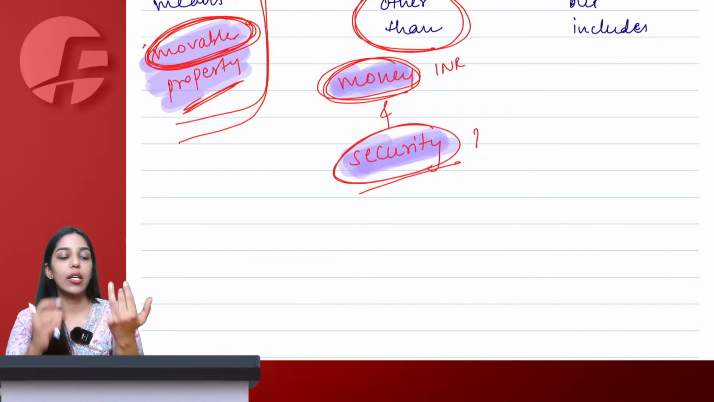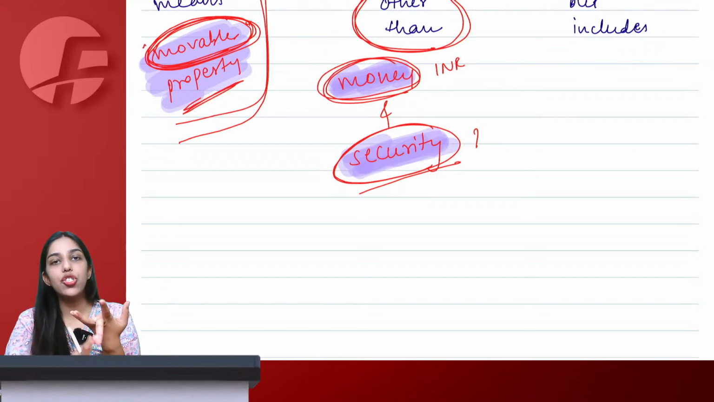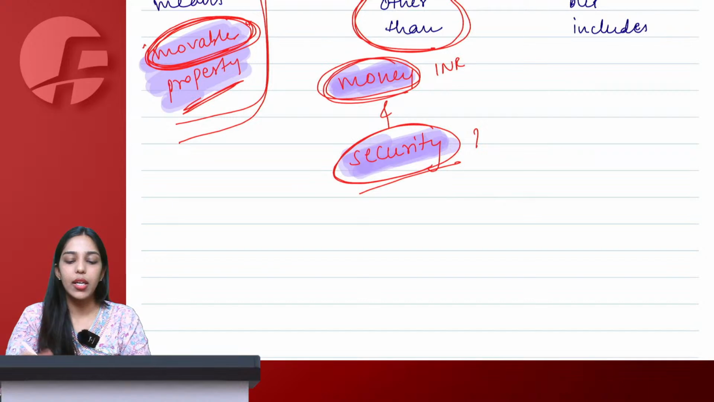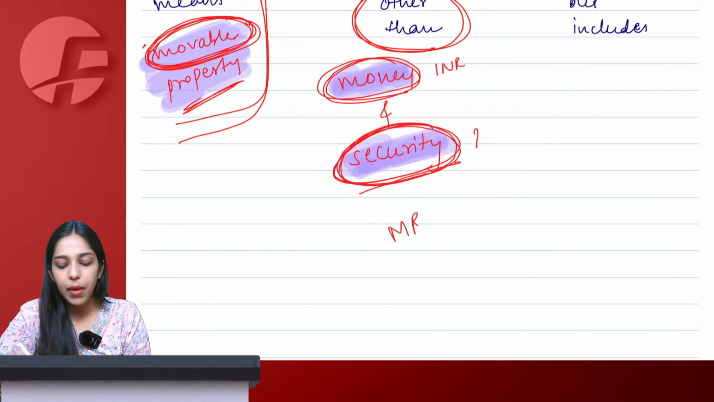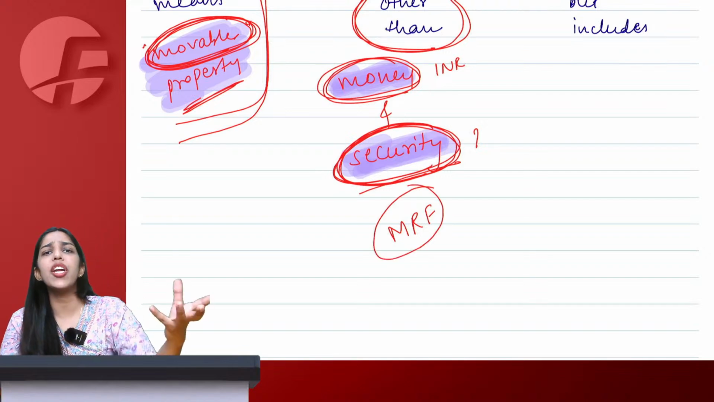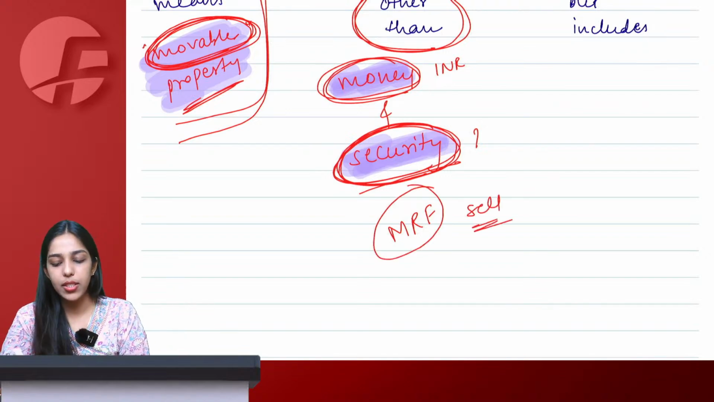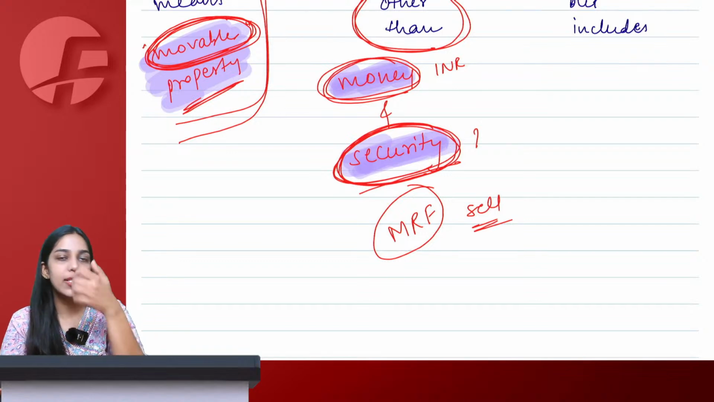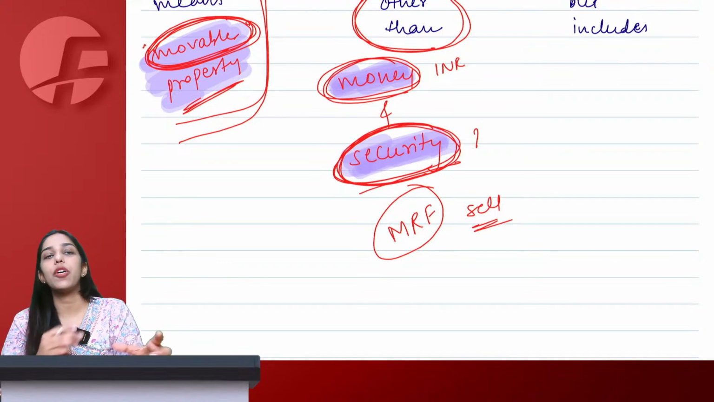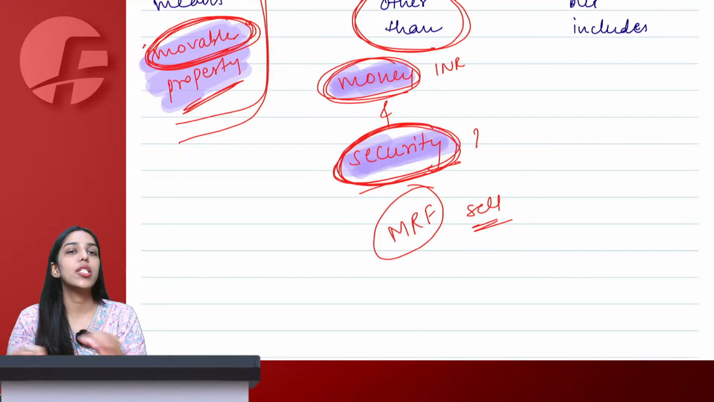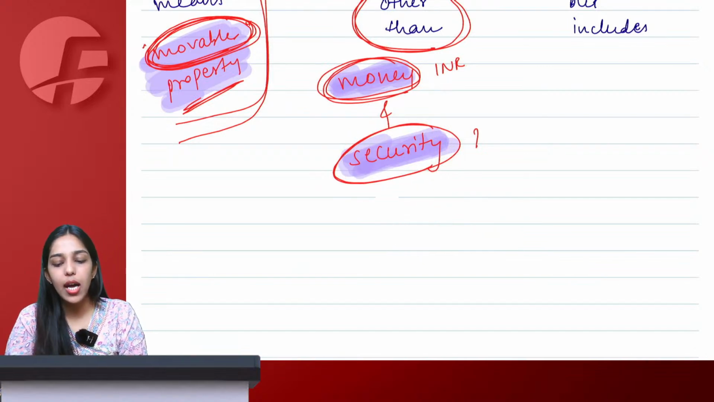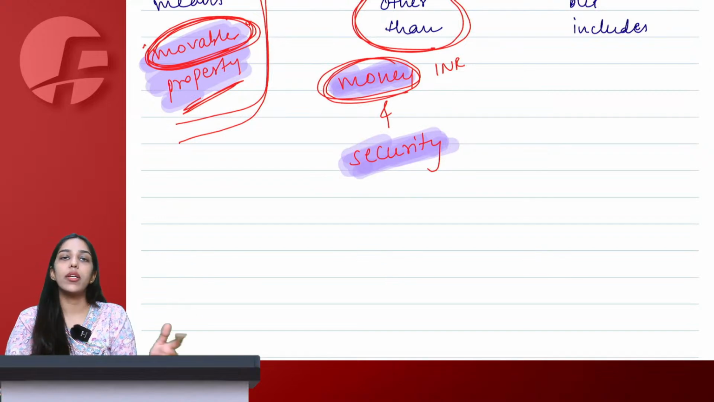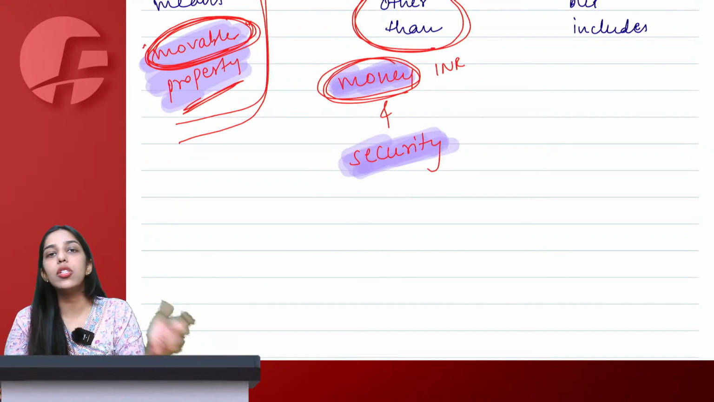Exactly what you are thinking. Shares, bonds, debentures, government securities, rights in any kind of securities, everything is considered as security. So today, let's say I sell an MRF share. I'm having shares of MRF and I sell these shares. Now you might say that there is a supply happening, but on sale and purchase of shares, bonds, debentures, stock, GST is not levied. Why? Because securities are not considered as goods or services. So they are neither goods nor services.